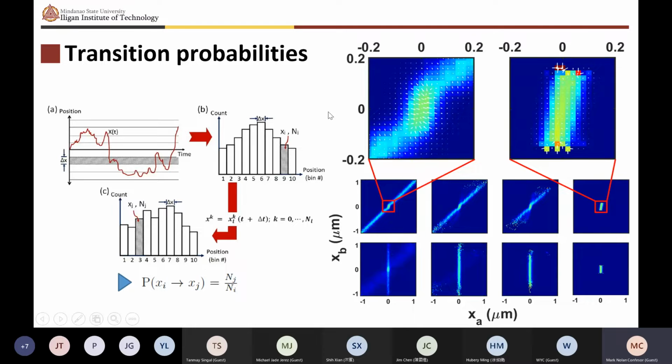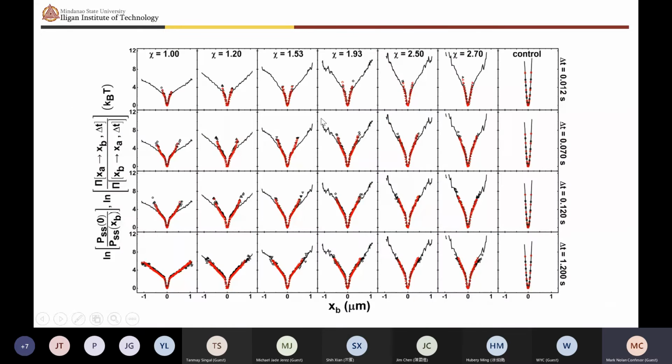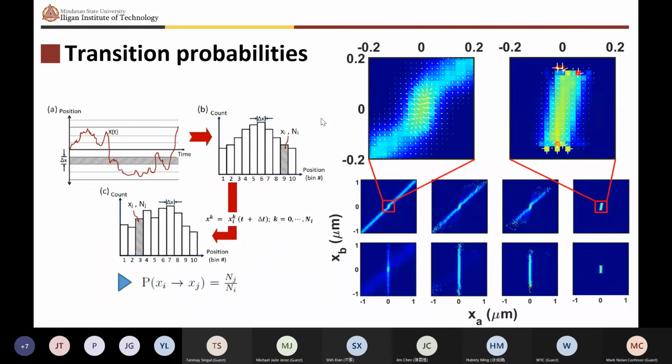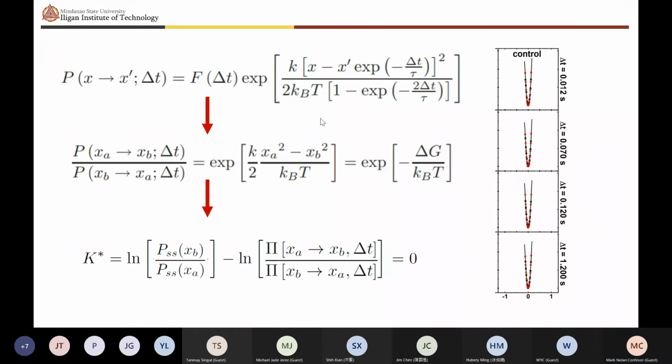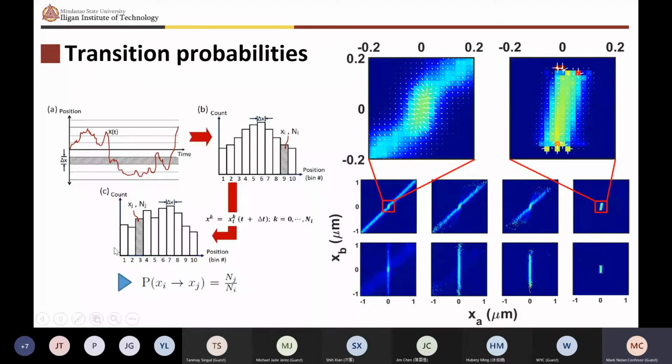Now, our goal is to calculate the detailed balance-like relation. Sorry. I messed up with this slide, sorry.